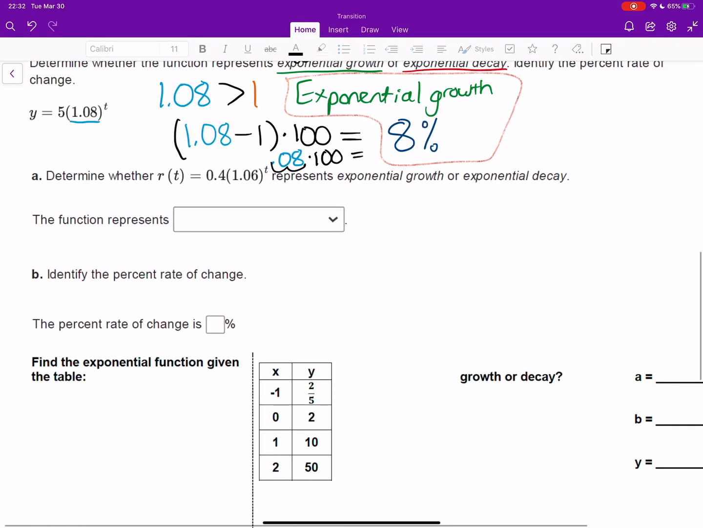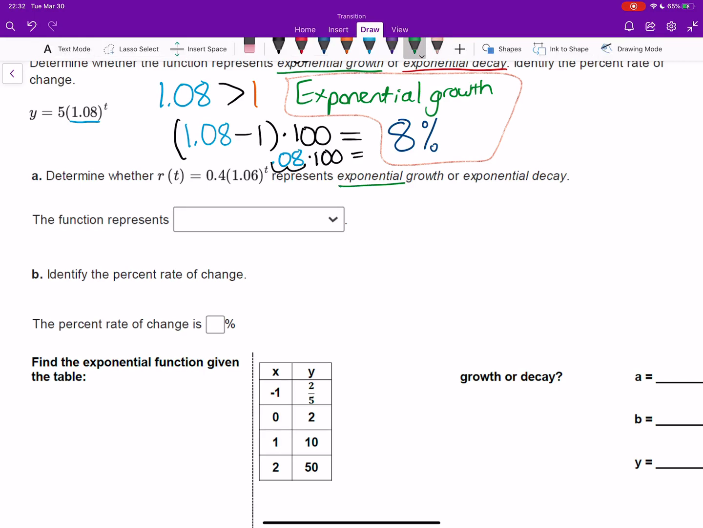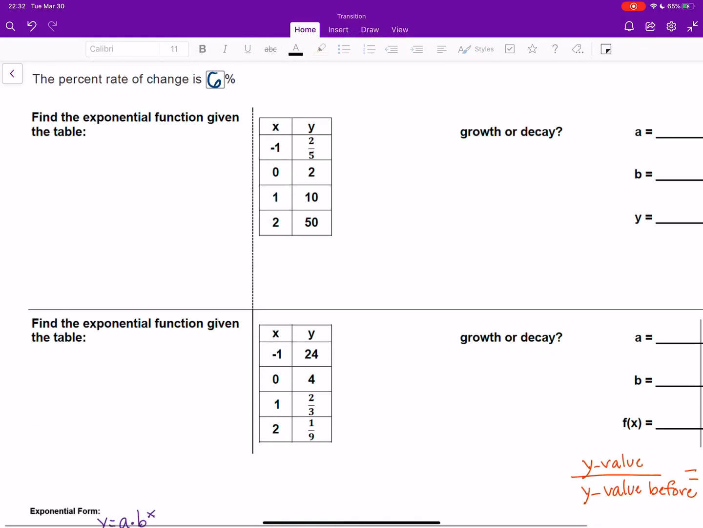I'm going to go ahead and skip this one because I've done quite a few like that, but you can see just really quickly, honestly, that it's growth because that b value there is bigger than 1. And then I know 0.06, and then I convert it to a percent, which would give me 6%. So pretty easy, right? I know I said I'd skip it, but you can kind of run through these really quickly. Once you've done quite a few, you'll be able to really quickly determine the rate of change without actually doing too much of the math.